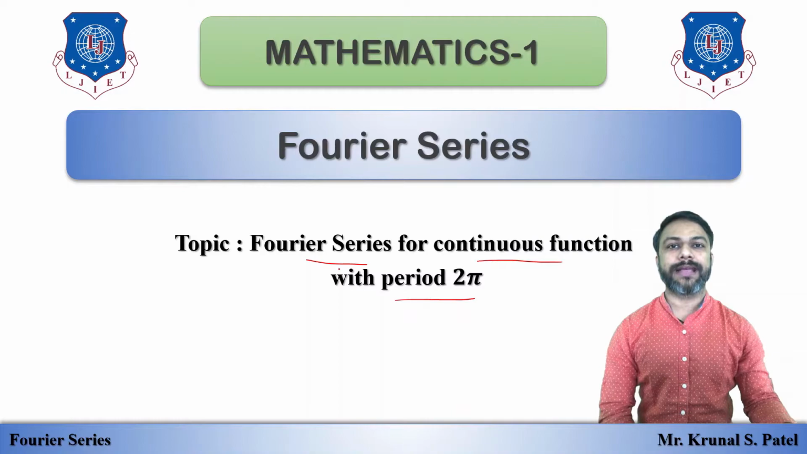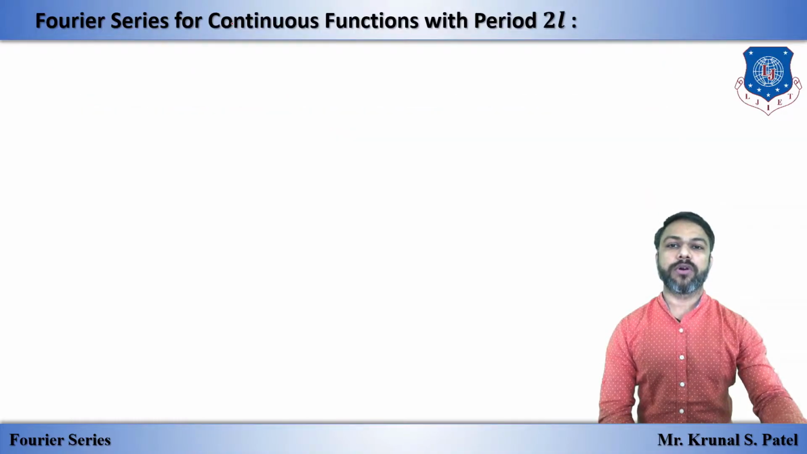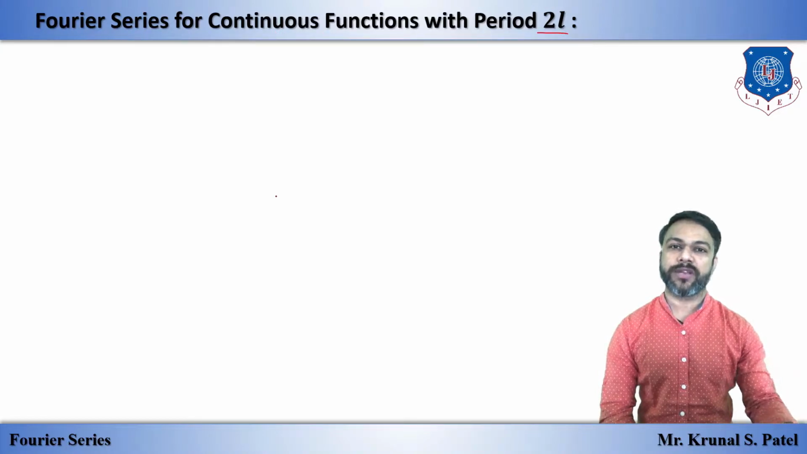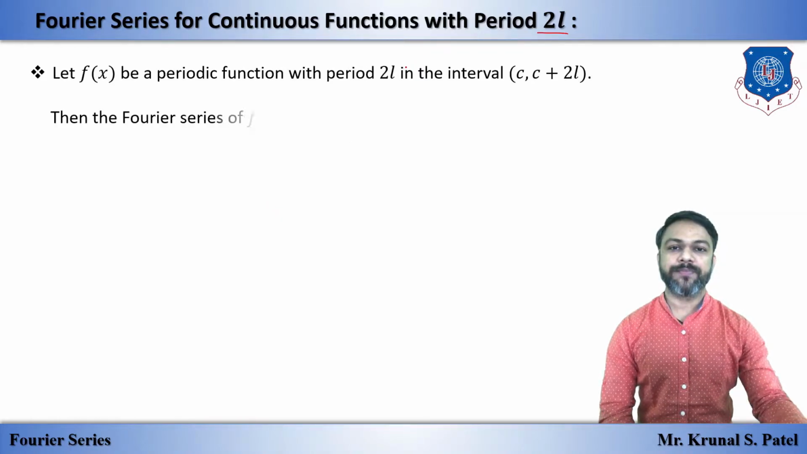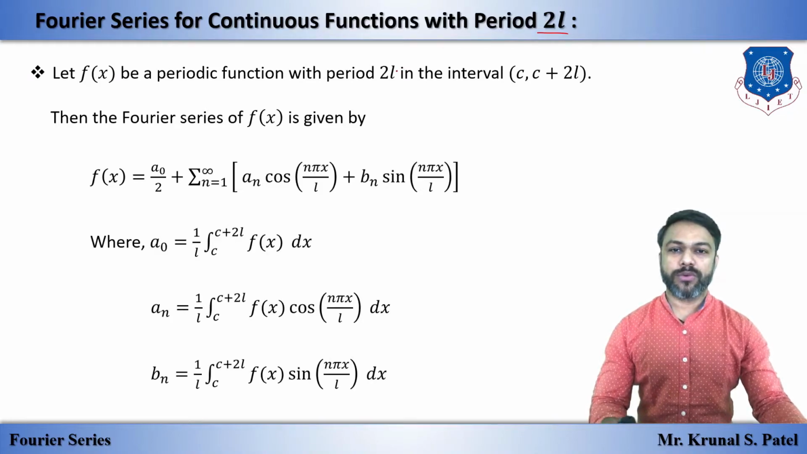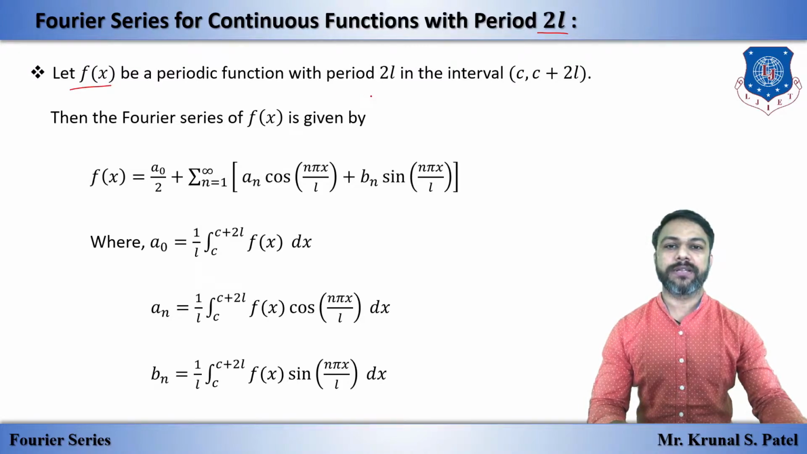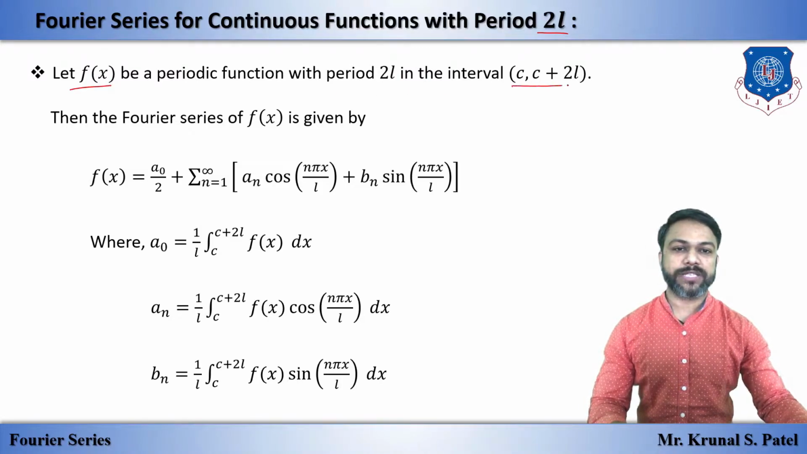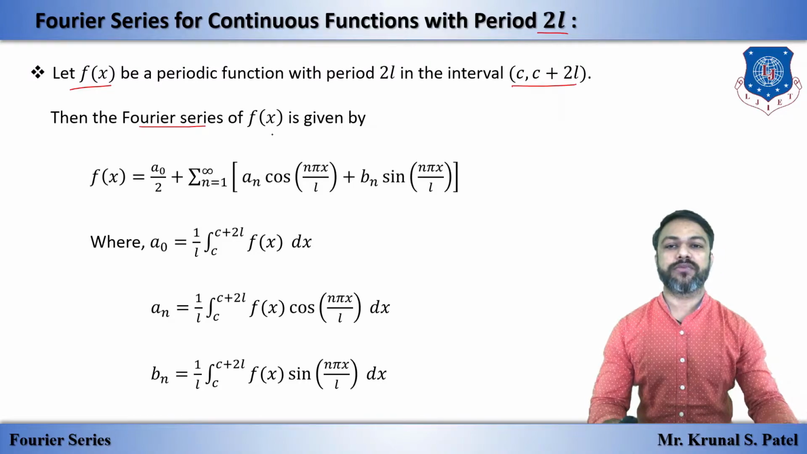Before taking the example, we will have a look at the Fourier series for continuous function with period 2L, that means the formula of Fourier series as we discussed in the previous lecture. Same formula: f of x is given with interval c to c plus 2l. Then the Fourier series for f of x is given by this formula, and for that we have to find the values of a0, an and bn.